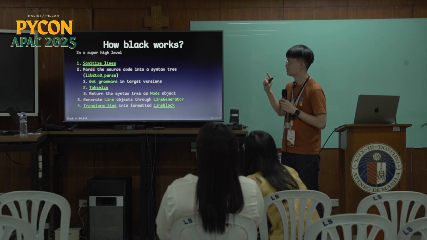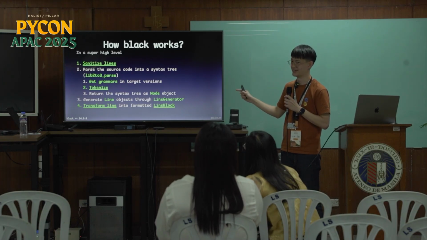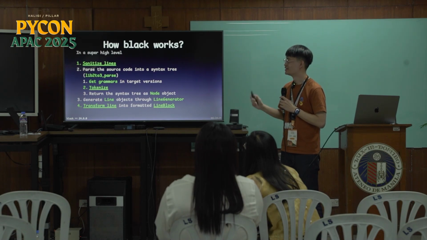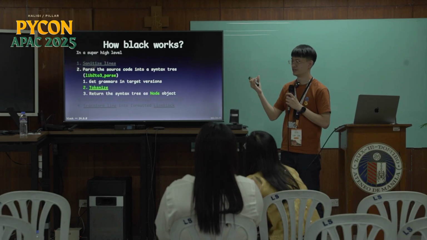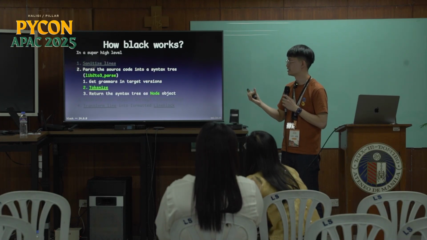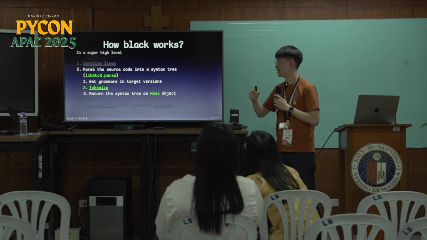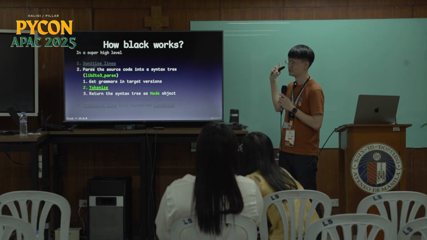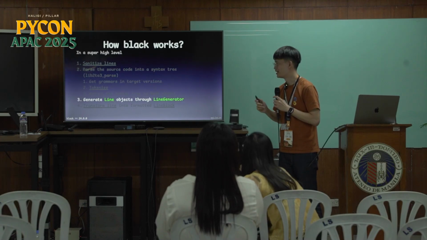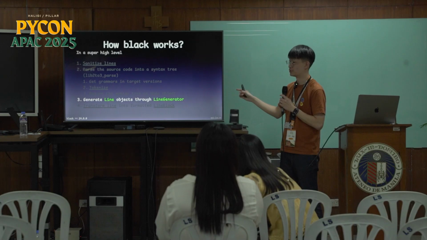They actually use lib2to3, even though it's already deprecated in the main CPython, but they have their own code version anyway. So they'll first standardize the lines and try to parse it into a syntax tree and tokenize it. And it will return a syntax tree as a node object. If you click the link on the slide, you'll just go to the Black source code there. And it will generate the line object through the line generator it provided.